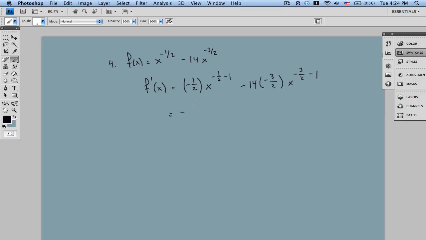Simplifying a little bit, this first term becomes minus 1/2 x to the negative 3 over 2. Then over here we've got minus 14 times negative 3/2. So the two minus signs give us a positive, and what we end up with is 21. And then the exponent's minus 3/2 minus 1, so that's going to leave us with minus 5 over 2.